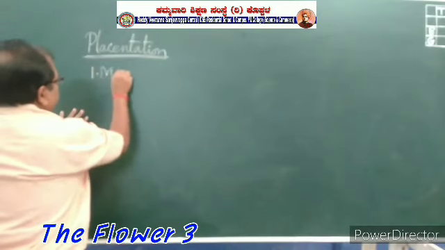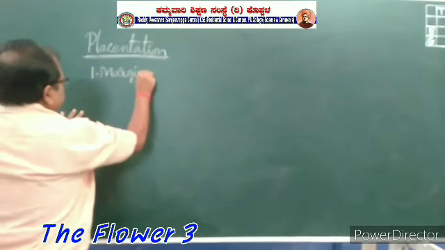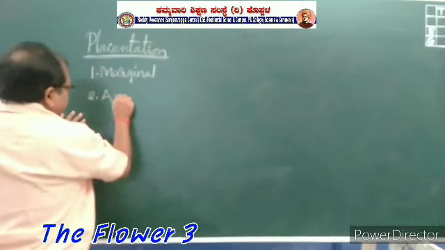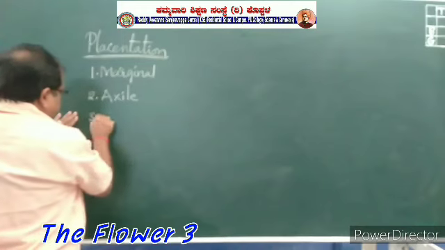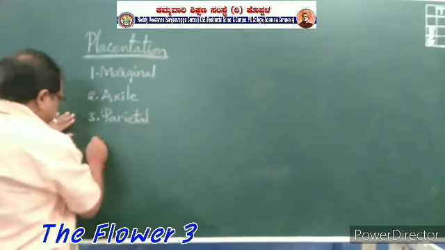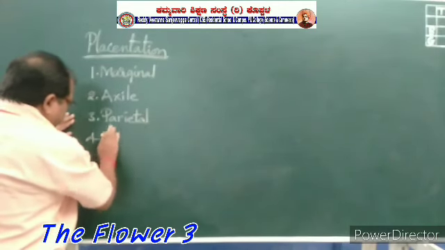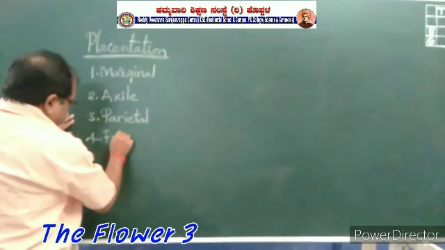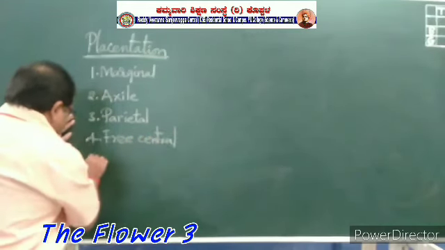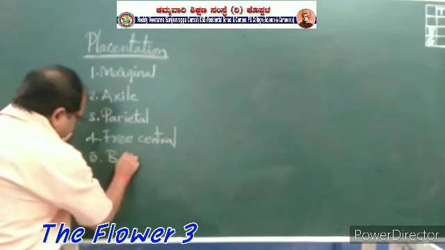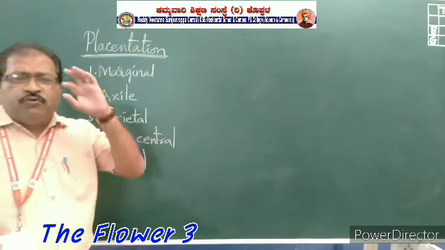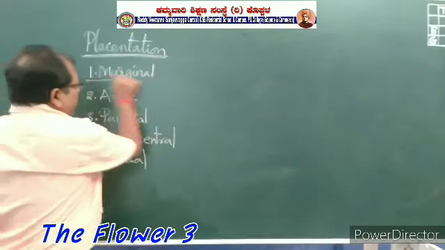1. Marginal placentation, 2. axile placentation, 3. parietal placentation, 4. free central placentation, 5. basal placentation. These are the 5 types of placentation you can find in the ovary of a flower. The first one is marginal placentation.